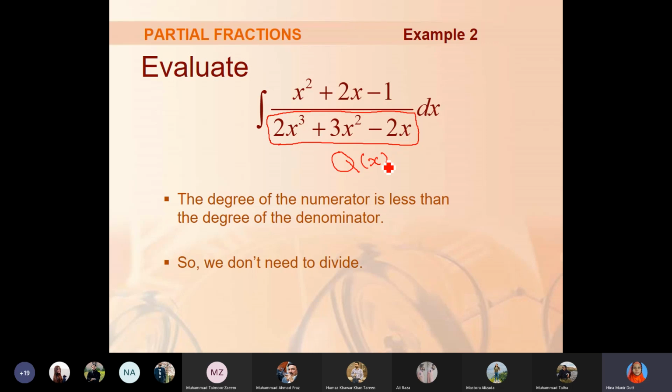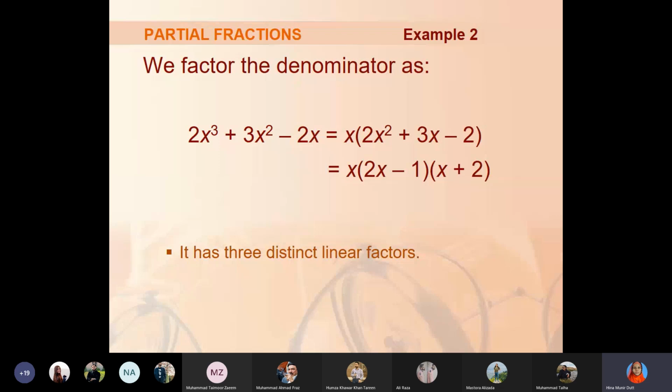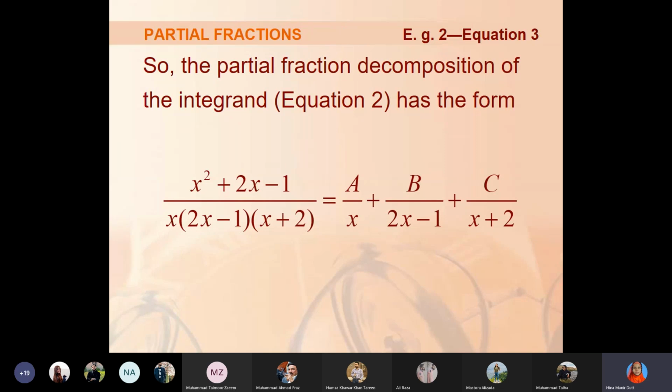After factorizing it, write it as a sum of simpler fractions as well. How many factors do you get? 3. x into 2x minus 1 into x plus 2. And after that, write it as a sum of the partial fractions.